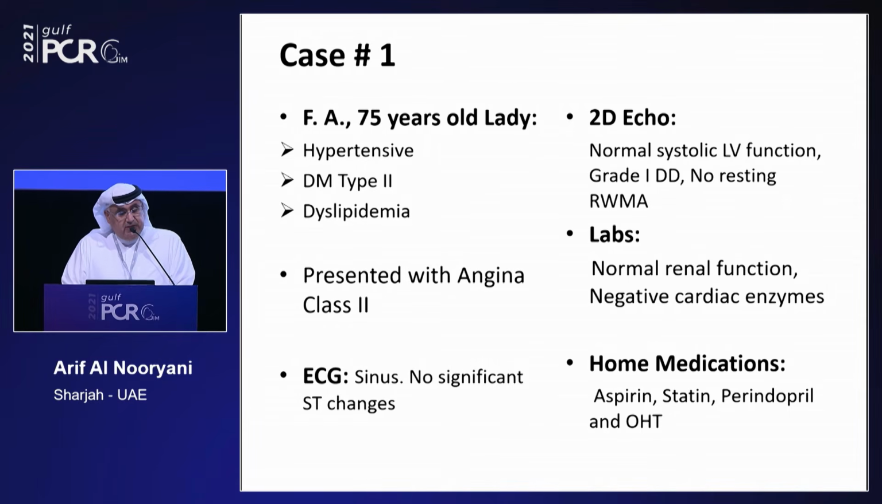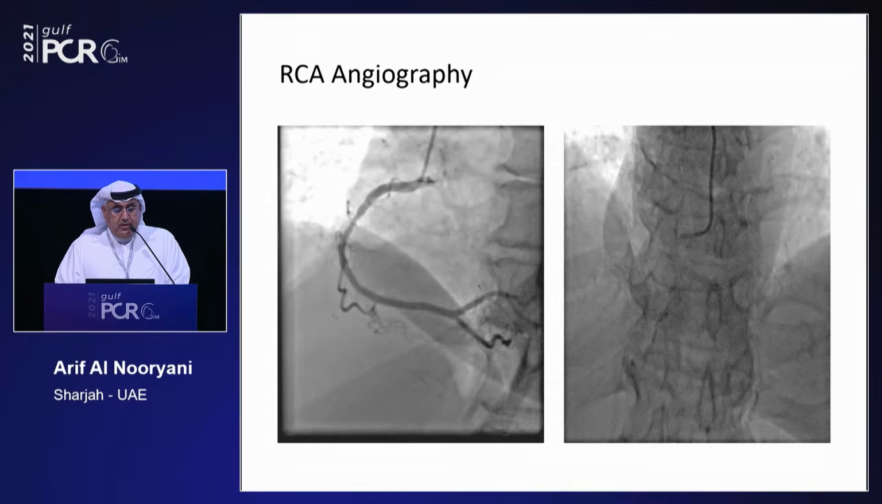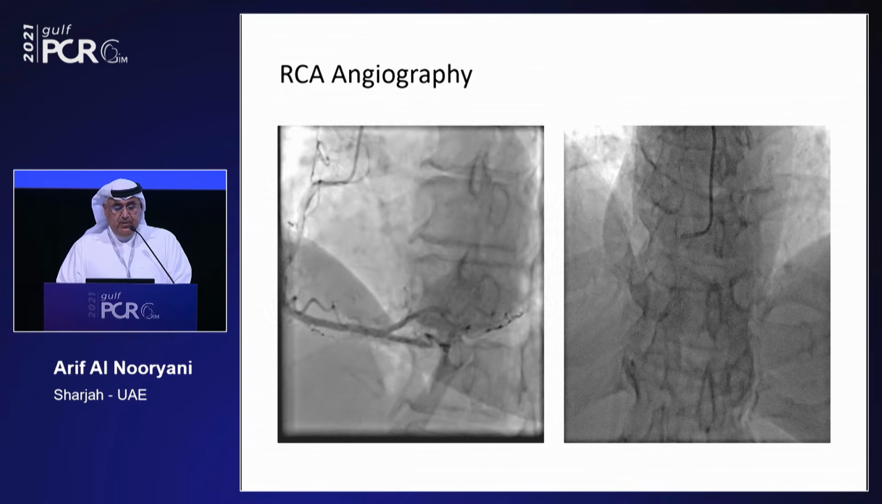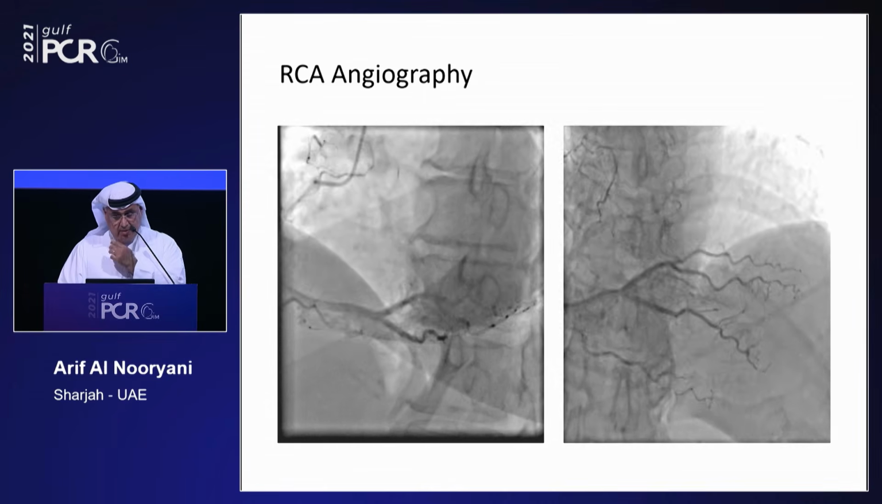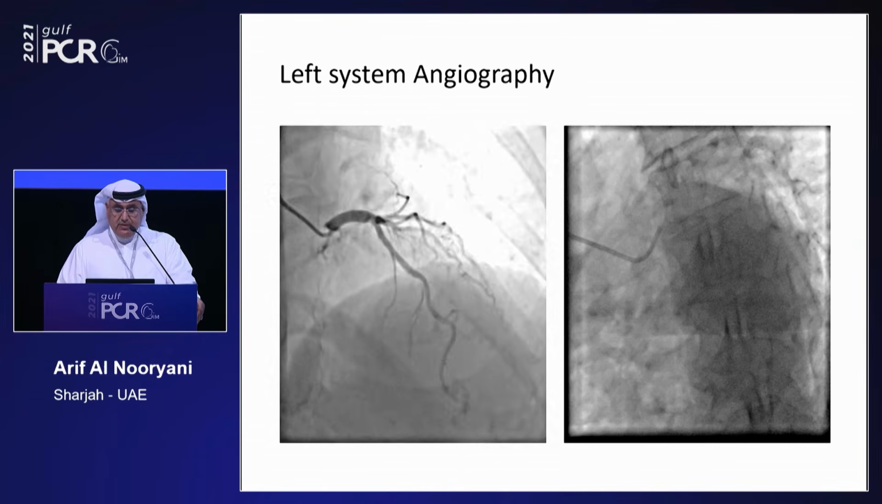Her ECG did not show much significant changes. 2D echo also showed normal systolic ejection fraction and no resting regional wall motion abnormalities. Labs were normal, negative cardiac enzymes, and she was already on aspirin, a statin, and Coversyl or perindopril. So this was the right coronary, which shows mild to moderate disease in the mid segment. So that was certainly not significant.